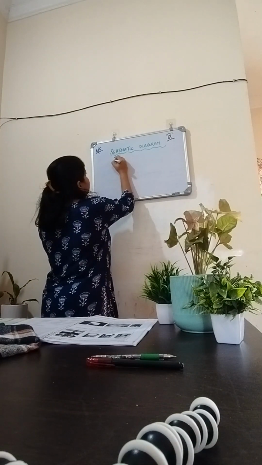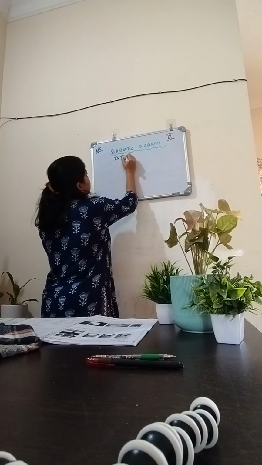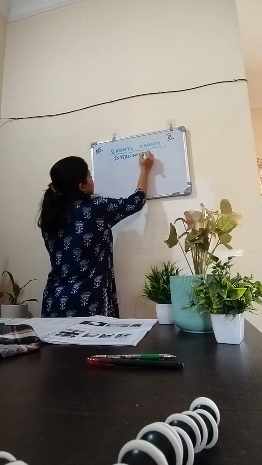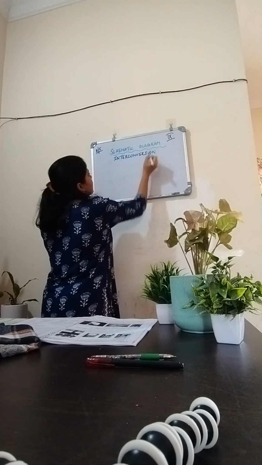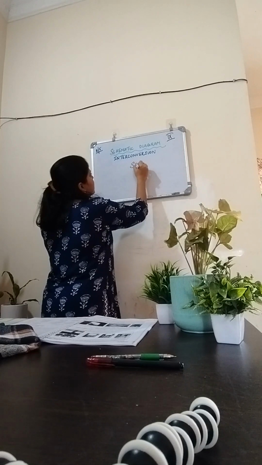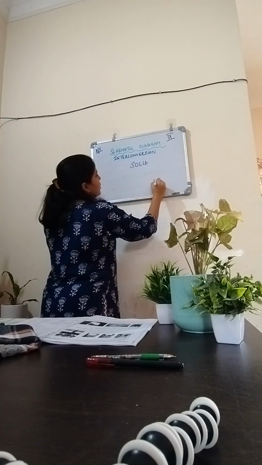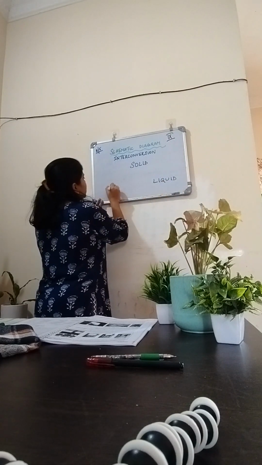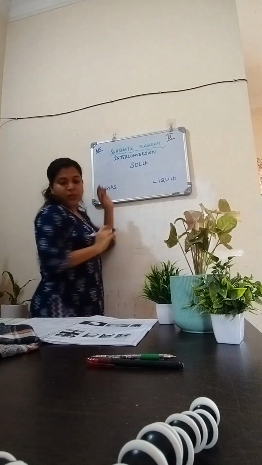So what are the three states of matter we are aware of? Solid, liquid, and gas. Okay, so these are the three states of matter.